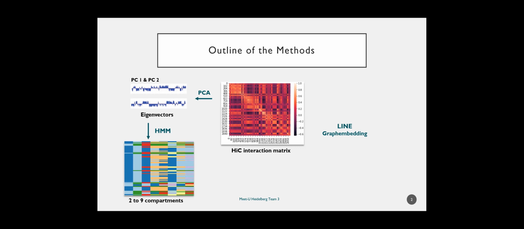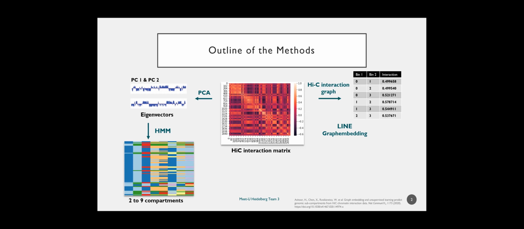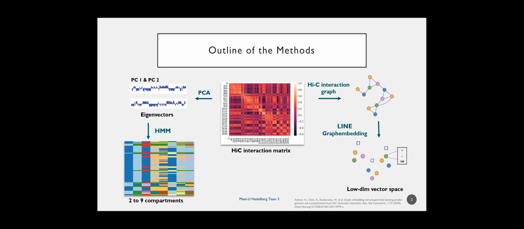With the LINE graph embedding, we first need to draw a Hi-C interaction graph. This looks like this. You have bin 1 and bin 2, and then the interaction score. Based on the interaction score, you draw an interaction graph, and then you apply the graph embedding, and you get the low-dimensional vector space where you can apply k-means clustering, which gives you also the compartments.